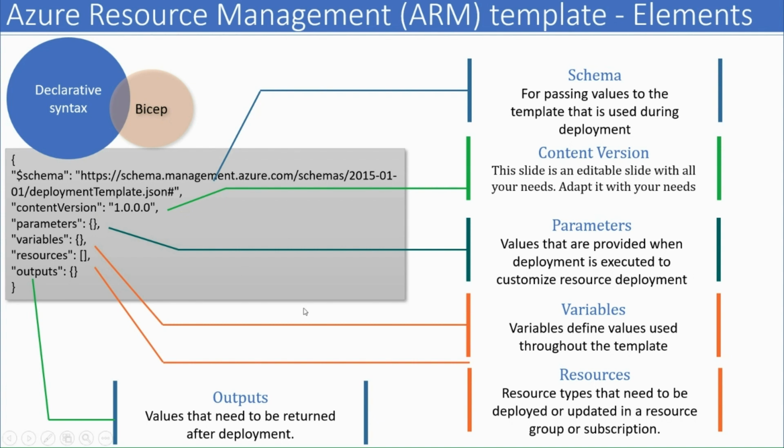Next, we talk about the variables. Here, this will define values used throughout the ARM template. In simple words, you can define a short name for a specific value that can be used anywhere in the template. For example, a variable named storage account name can be assigned a value such as department 1 storage account, something like that. So that can be passed to any of the declarative syntax. And let's talk about the resources.